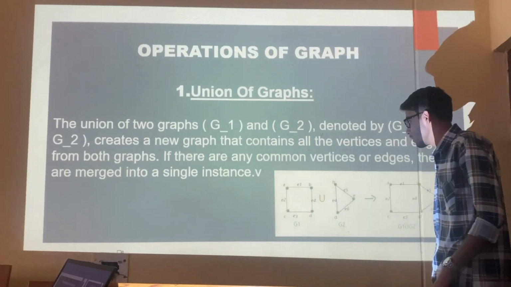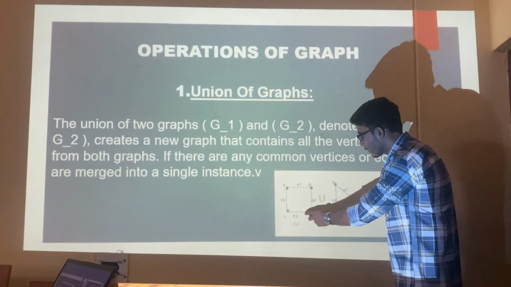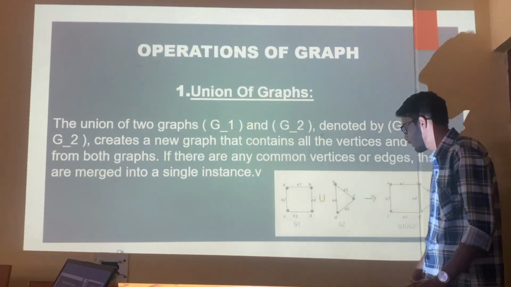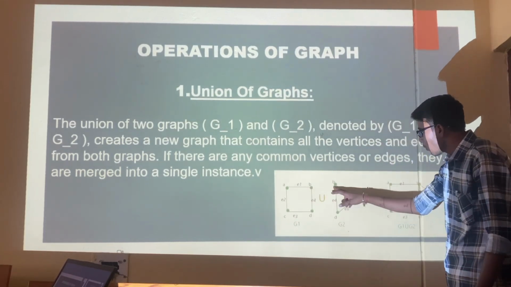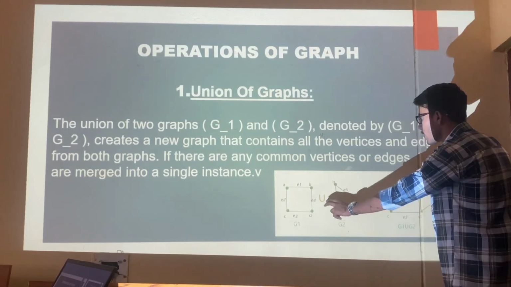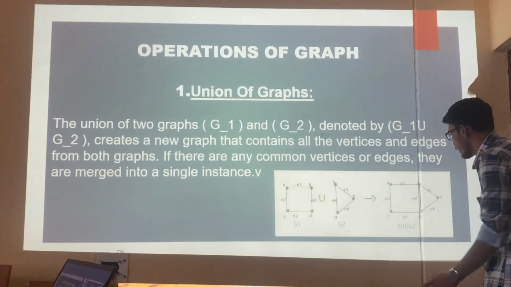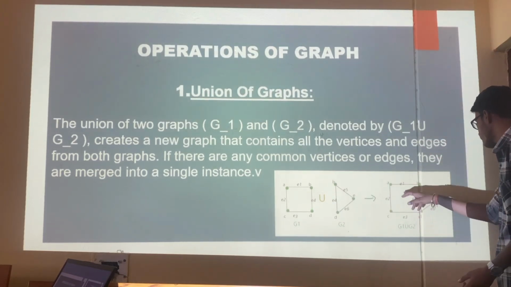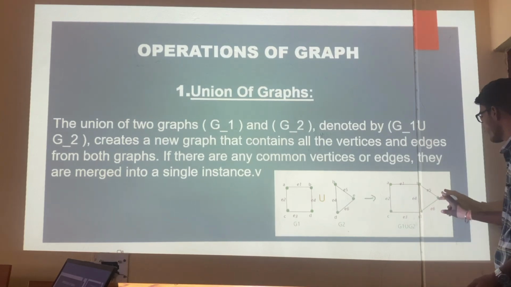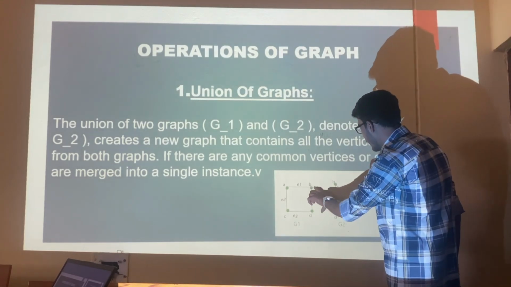Let's see an example. We have a graph G1 with vertices A, B, C, D and edges E1, E2, E3, E4. And the second graph has vertices B, E, D and edges E4, E5, E6. If we merge them to form the union, we get the result with vertices A, B, C, D, E and edges E1, E2, E3, E4, E5, E6. If we have a common edge, then it comes in as a single edge.